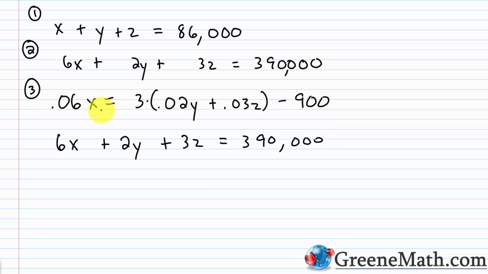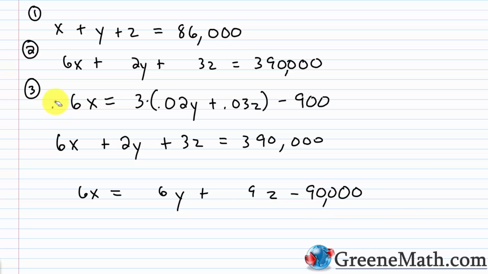Let's kind of clean it up. So 0.06x equals 3 times 0.02 is 0.06, then times y, plus 3 times 0.03 is 0.09, then times z, minus 900. Now again, I can clear the decimals by multiplying everything by 100. So this would go 2 places to the right, that would be 6x. This goes 2 places to the right, it'd be 6y. This would be 9z. And I'd put 2 zeros at the end here to give me 90,000.